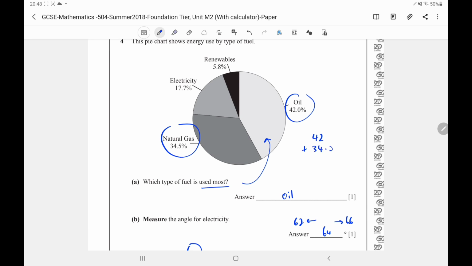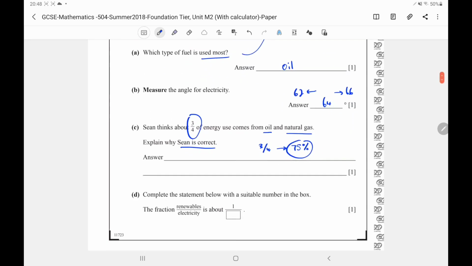42 plus 34.5 is 76.5. So Sean is correct, because when you add up your 42% and your 34.5%, you'll get 76.5%, which is approximately 75%. And that's how you get your mark.